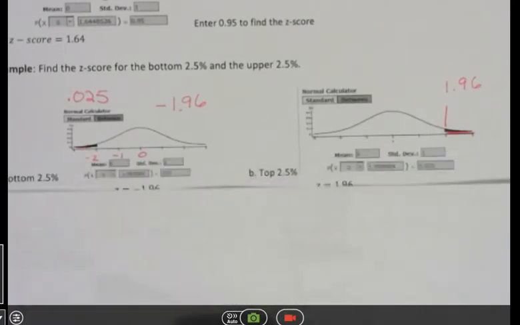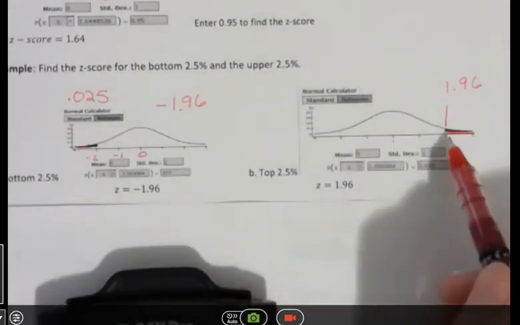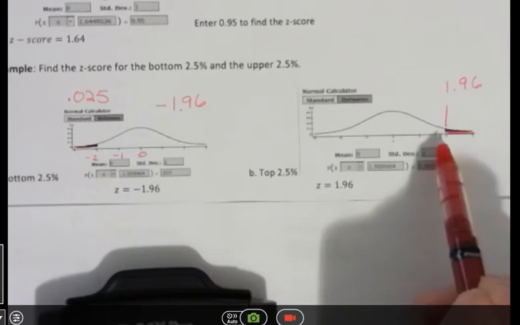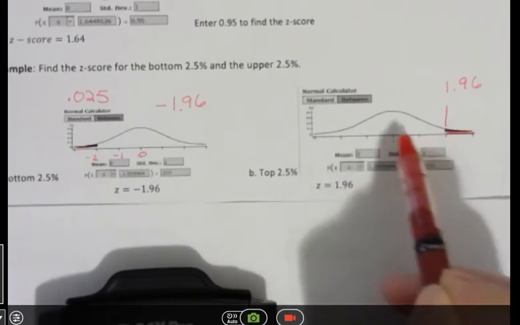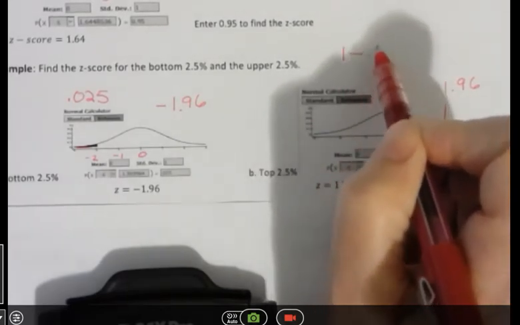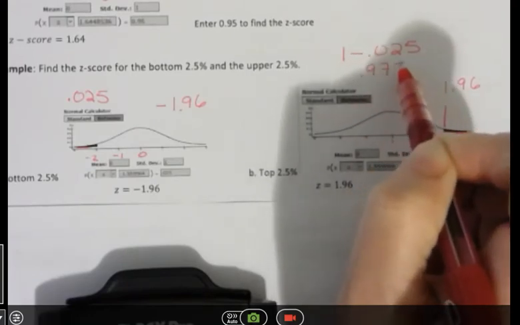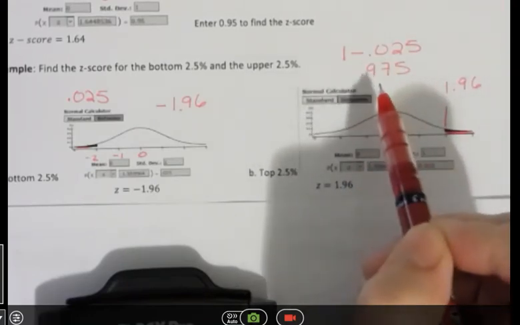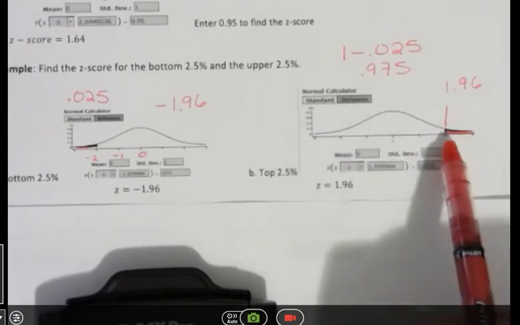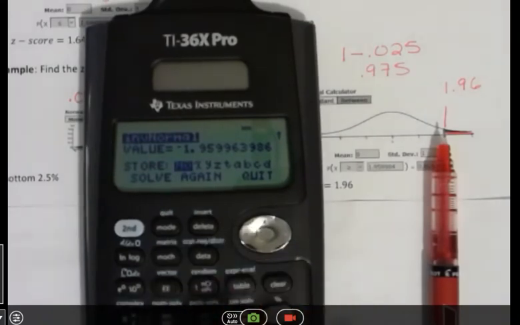Well, in that case, we can see that the answer is that one. In this case, what we would do is say, well, I really know that my calculator likes to think of everything to the left. So I could take 1 minus 0.025. What is that? 0.975. And then I can enter 0.975 into my calculator because then that tells it, well, I know that 0.025 is to the right, but 0.975 is to the left. So that's how you can kind of trick your calculator into giving you what you want.